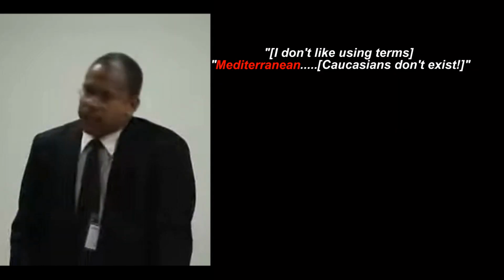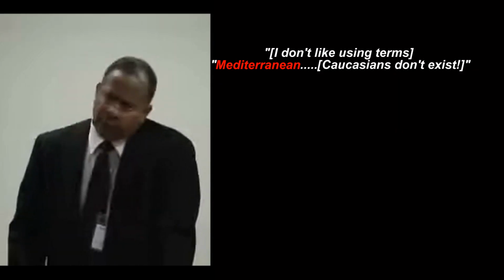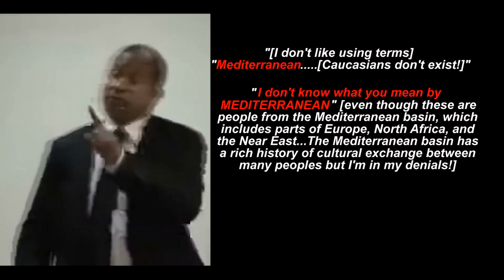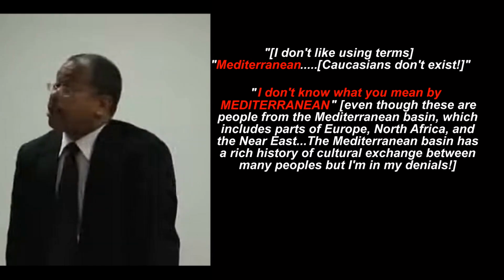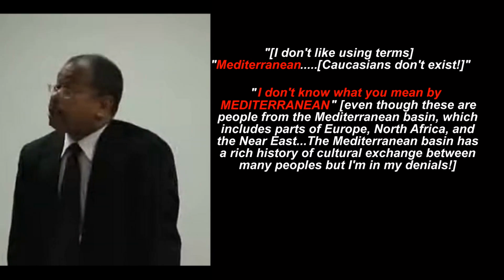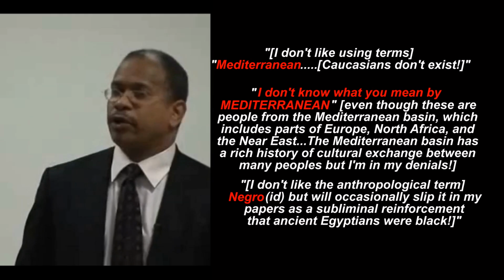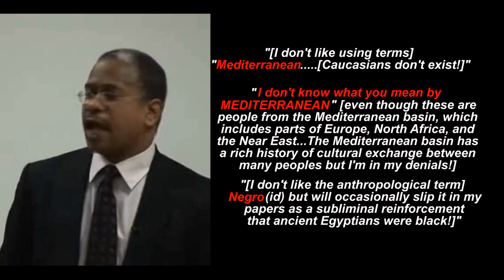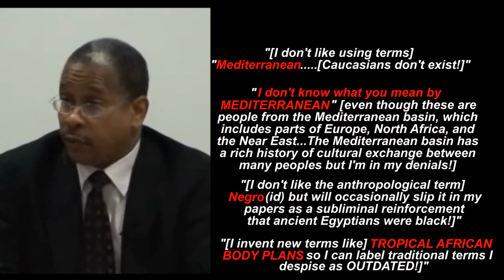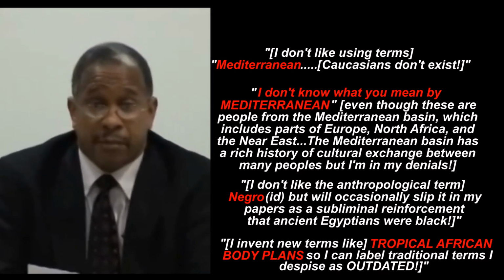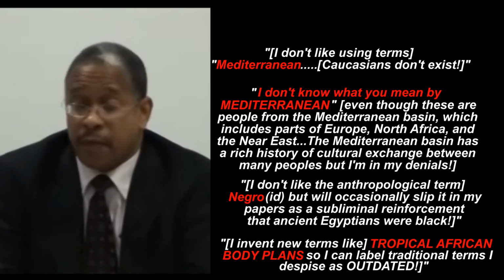We don't use those concepts of Mediterranean race, Alpine race, Nordic race. Well, you ask me, very specifically, when did Mediterranean people get to Egypt? I don't know what you mean by Mediterranean. I don't know what you mean by Negro. They have a tropical body plan. They do not have a Northern European body plan or a Siberian body plan. They do have a tropical body plan.